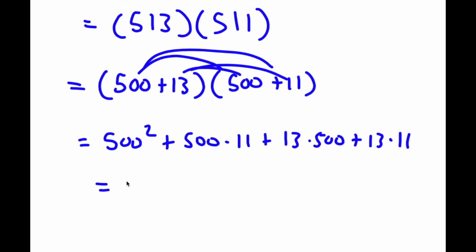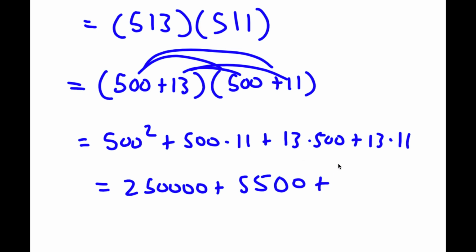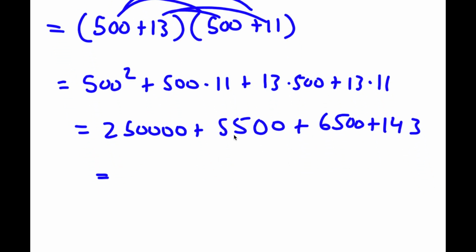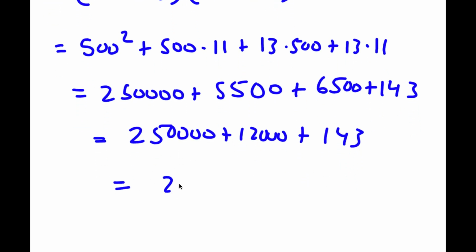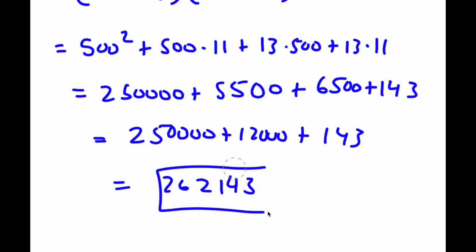Now 500 squared, that's the same thing as 250,000. 500 times 11, that's the same thing as 5,500. 13 times 500, that's the same thing as 6,500. And 13 times 11 is the same thing as 143. So now 250,000 plus 5,500 plus 6,500 plus 143. Well, 5,500 plus 6,500 is simply 12,000. So I have 250,000 plus 12,000 plus 143. 250,000 plus 12,000 is 262,000. And 262,000 plus 143 is 262,143. So this is my answer.